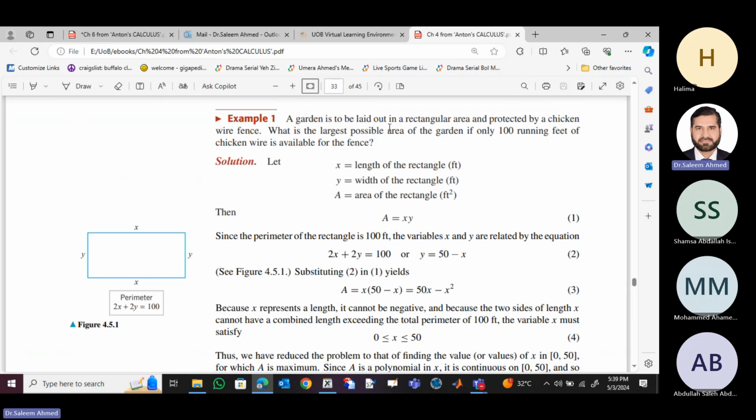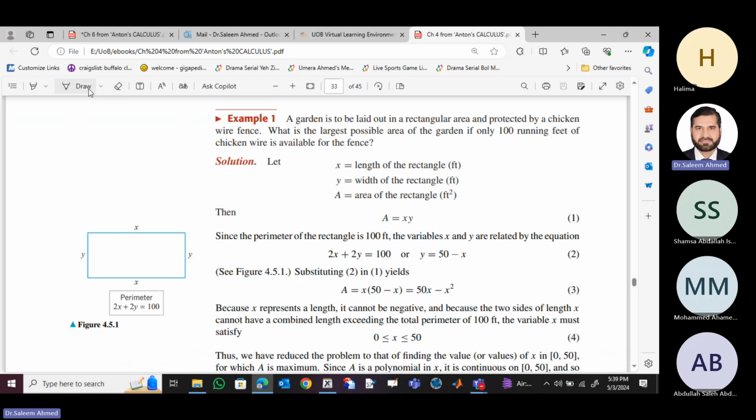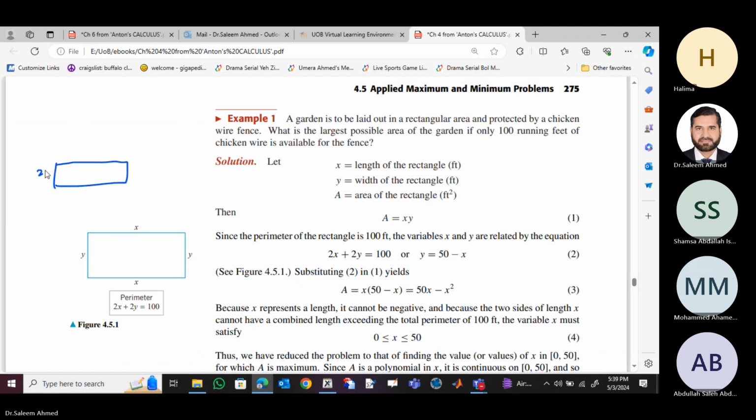A garden is to be laid out in a rectangular area, you see this one, a rectangular shape, and protected by chicken wire. What is the largest possible area if 100 running feet of wire is given? So 100 running feet of wire is given, so you can make different rectangles. For example, 20 plus 30, 20, 30. It's rectangular and all 100 feet are used: 30, 30, 60, 20, 20, 40. So 60 plus 40 is 100, right?